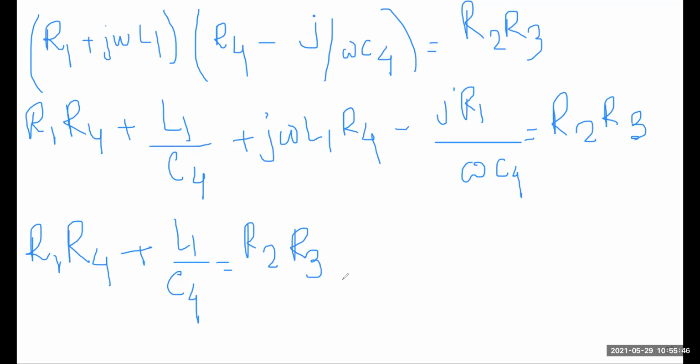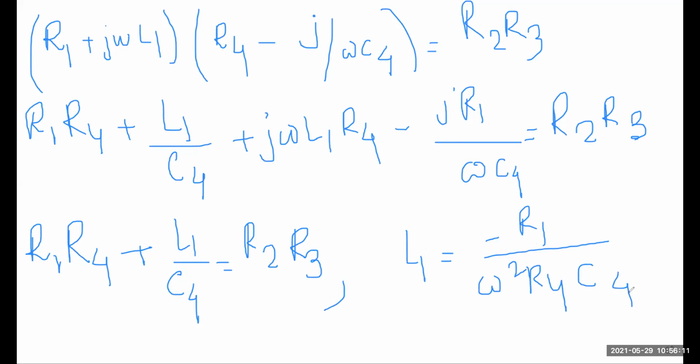Next, the imaginary part will be L1 equals minus R1 divided by omega square, omega divided by R4 C4. So this is my imaginary and the real part segregation. Okay, now I need to solve the equations. If I solve the equation, I'm going to the next page.